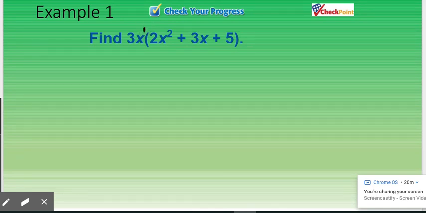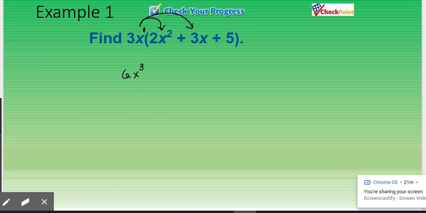It's 3x to the first. So remember, when I'm multiplying, I add exponents. So I have 3 different multiplications to do. 3x to the first times 2x squared. 3 times 2 is 6. X times x squared is x to the third.